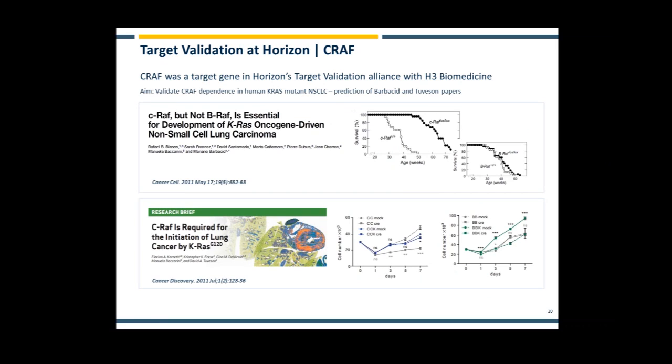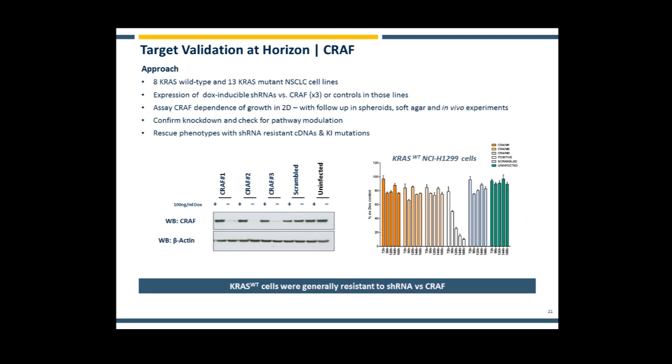our target validation projects. In our alliance with H3 Biomedicine, we were following up observations from the Tuveson and Barbacid labs that showed that CRAF is required for the initiation and development of mutant KRAS-driven lung cancer. This project involves studying CRAF dependence in 21 non-small cell lung cancer cell lines consisting of 13 mutant and 8 wild-type lines. Stable doxycycline-inducible shRNA expressing lines were generated and the effective depletion of CRAF was studied.